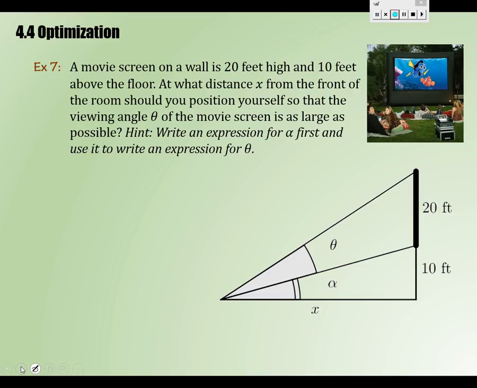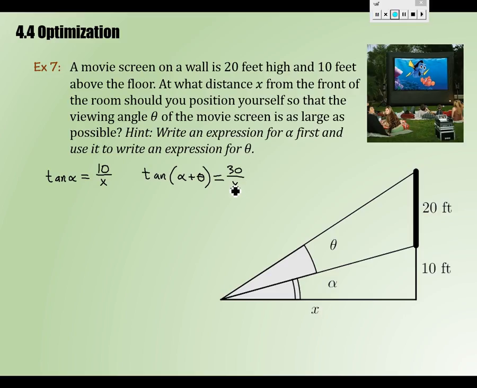Can you write an expression for alpha? This is going right back to trig, isn't it? Give me an expression that involves the variable of interest, x. Yeah, I think tangent is going to be a strong choice here. It's definitely true that tan alpha is equal to 10 over x. And what else could you write? Similarly, tan of alpha plus theta is equal to 30 over x.